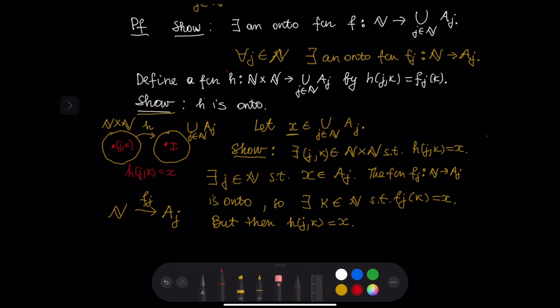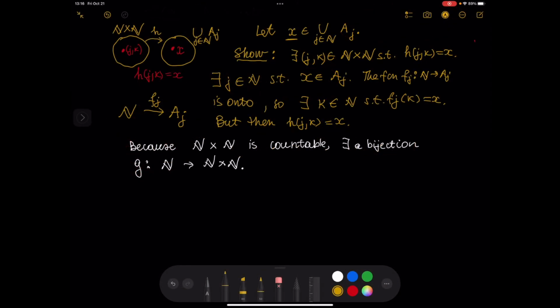So we have an onto function h from the set N cross N to the union of all A_j's, and what we are looking for is an onto function f from the set N of all natural numbers to the union of all A_j's. So just as we discussed, we are going to use the fact that N cross N is countable. Because the set N cross N is countable, there exists a bijection from the set of natural numbers to N cross N. So we have this situation here.